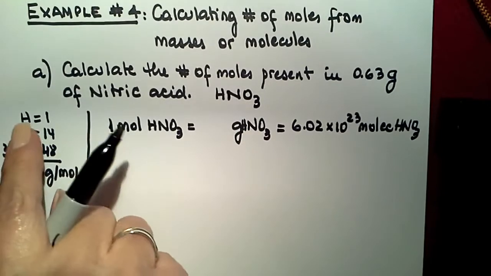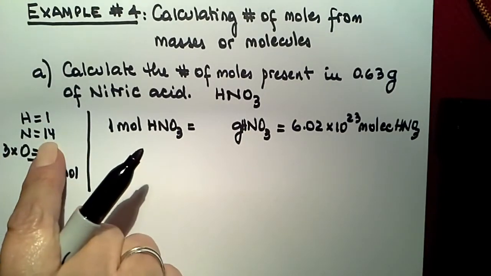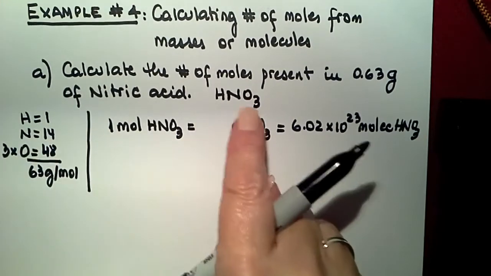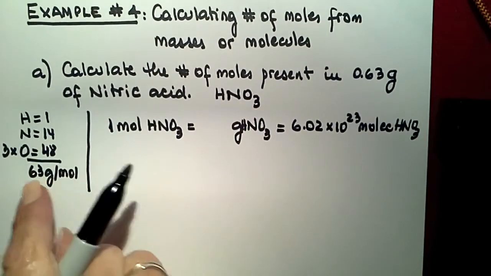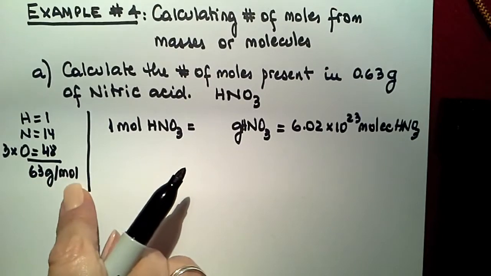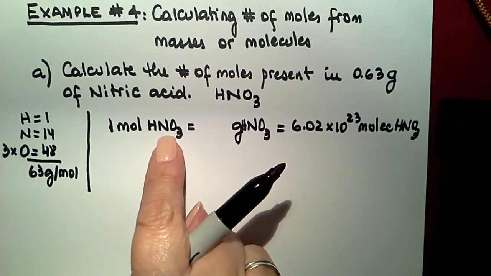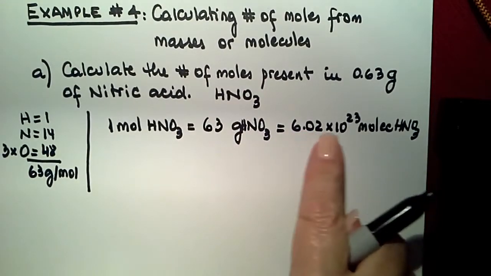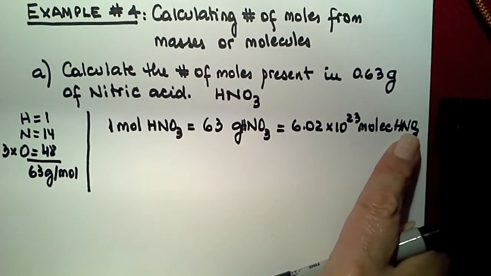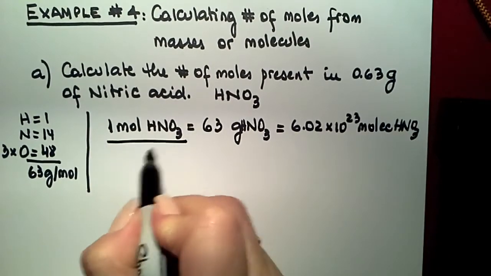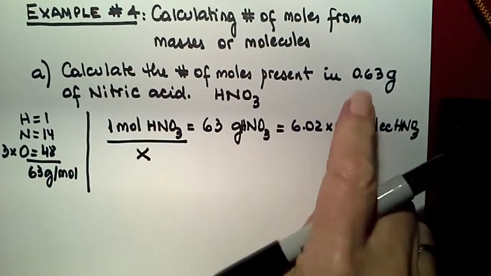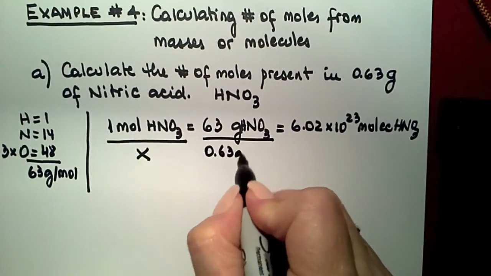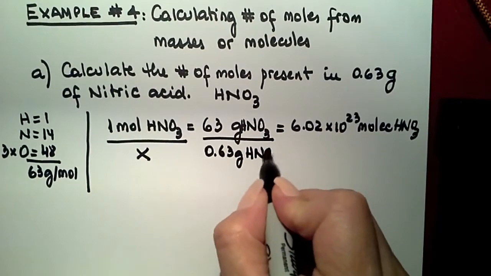which I did here. Hydrogen 1 time, nitrogen is 14 because that's the mass in the periodic table, and oxygen 16 times 3 because it appears 3 times. That is going to give me 63 grams per mole. So 1 mole of nitric acid is equal to 63 grams of nitric acid, and it's going to have this amount of molecules. Now we need to calculate the number of moles, so I'm going to put my X here. And they are giving me the mass, so I'm going to put 0.63 grams of nitric acid here.